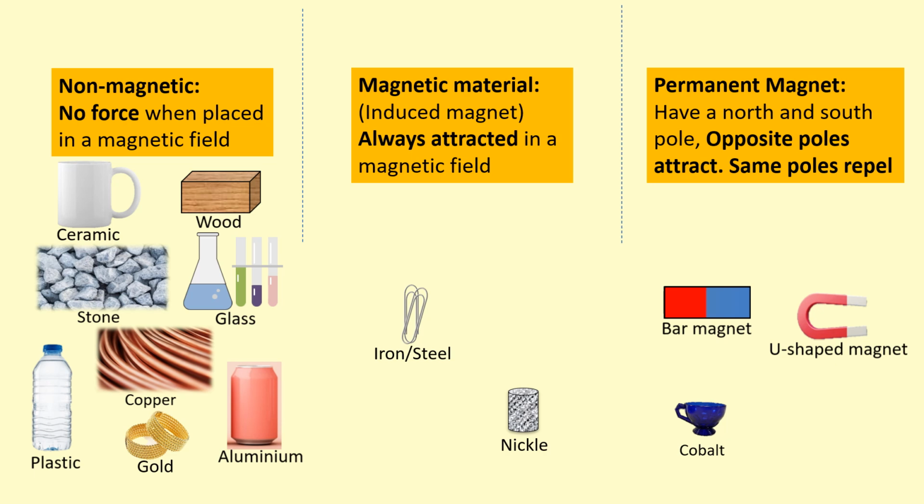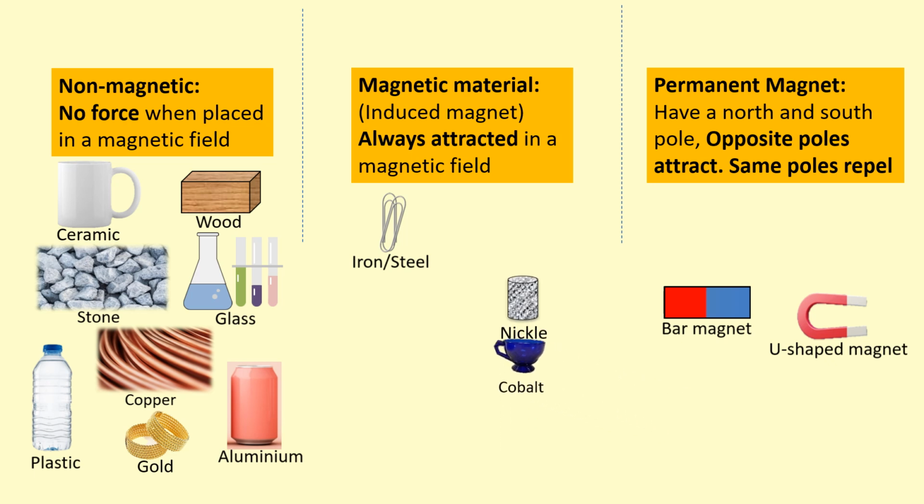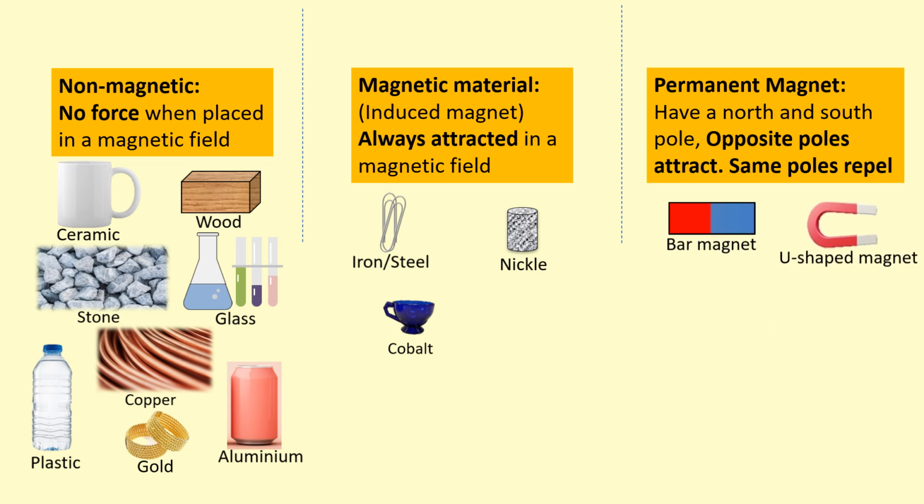Okay, then we've got the magnetic materials, and we know iron and steel, we've already done that one. That's a very common magnetic material which always attracts when you bring it next to a magnet, but also nickel and cobalt. Okay, so these are the elements that you can join with other elements as well and make alloys which are also magnetic. And then finally, permanent magnets, of course, we've got bar magnets and you've got these U-shaped magnets which can attract or repel depending on what other pole you bring next to it.